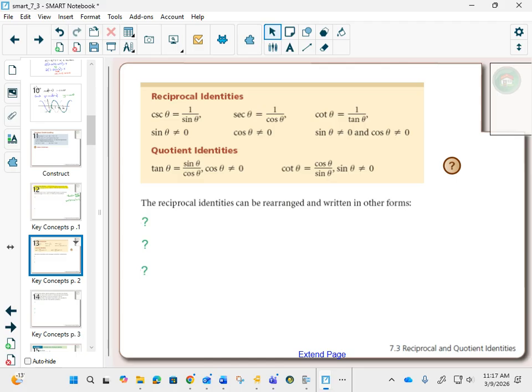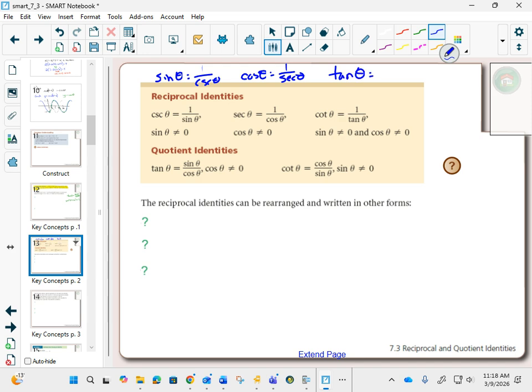these are other mini identities you have already learned. You know that cosecant theta is 1 over sine theta. You know secant theta is 1 over cos theta. You know cotangent theta is 1 over tangent theta. And because you know those, the flips are also true. Sine of theta is 1 over cosecant theta. Cos of theta is 1 over secant theta. And tan of theta is 1 over cotangent of theta.